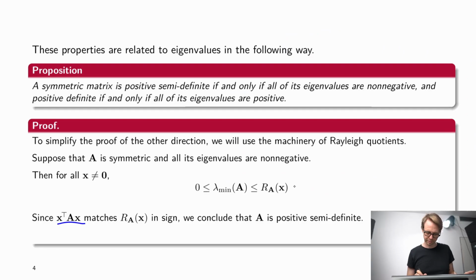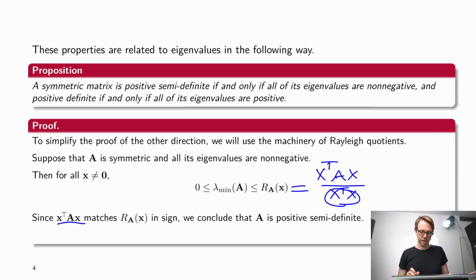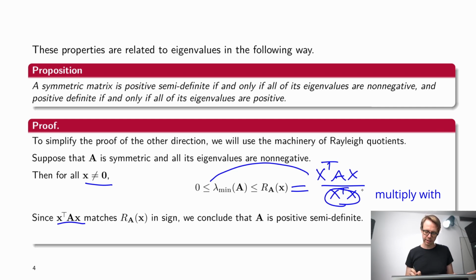And we know that the Rayleigh quotient is defined as x transpose Ax divided by x transpose x, and because x transpose x is always larger than 0 for non-zero x, x transpose Ax also has to be larger or equal to 0, because if we divide by x transpose x, a positive number, we get that x transpose Ax is larger or equal to 0.